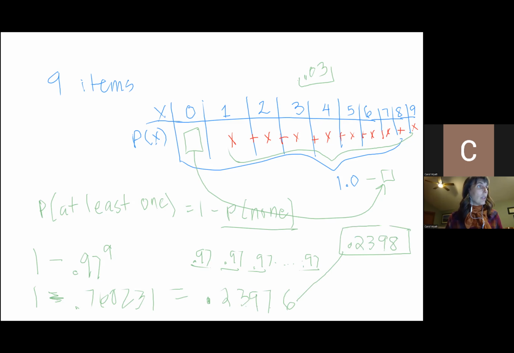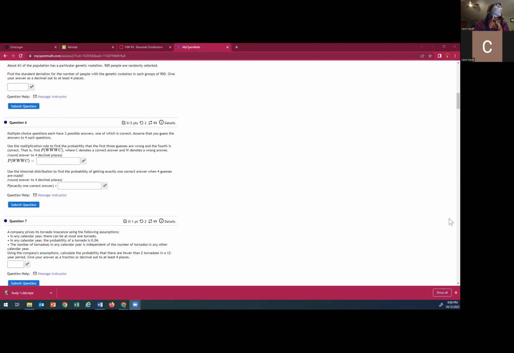All right, the next question we have is question number 6. All right, so let me share my other screen here for you. Question number 6, multiple choice questions have 3 possible answers, one of which is correct. Assume that you guess answers to 4 such questions. Use the multiplication rule to find the probability that the first 3 guesses are wrong and the 4th is correct. Define the probability of wrong, wrong, wrong, correct, where C denotes the correct and W denotes the wrong answer.